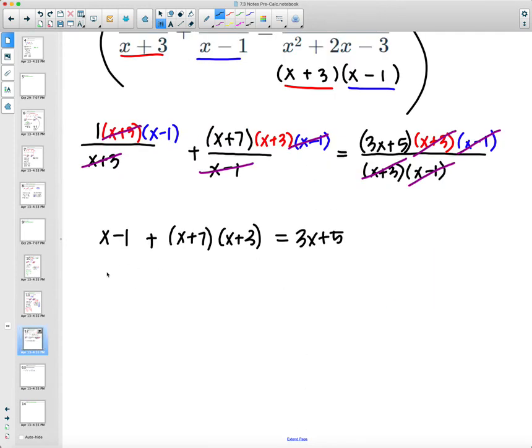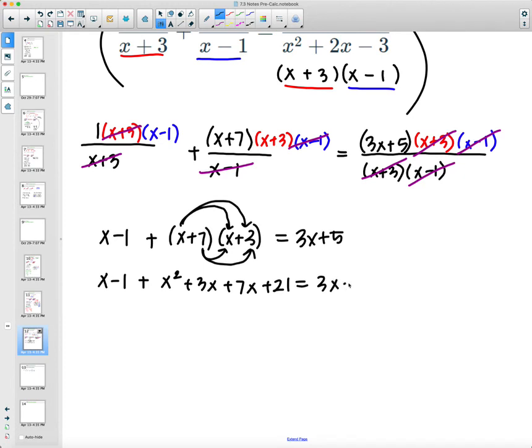So then we can start simplifying. So we have this x minus 1, and then we need to actually multiply this out. So we'll do x times x, which is x squared. We'll do x times 3, which is 3x. 7 times x, which is 7x. And 7 times 3, which is 21. And then equals 3x plus 5.